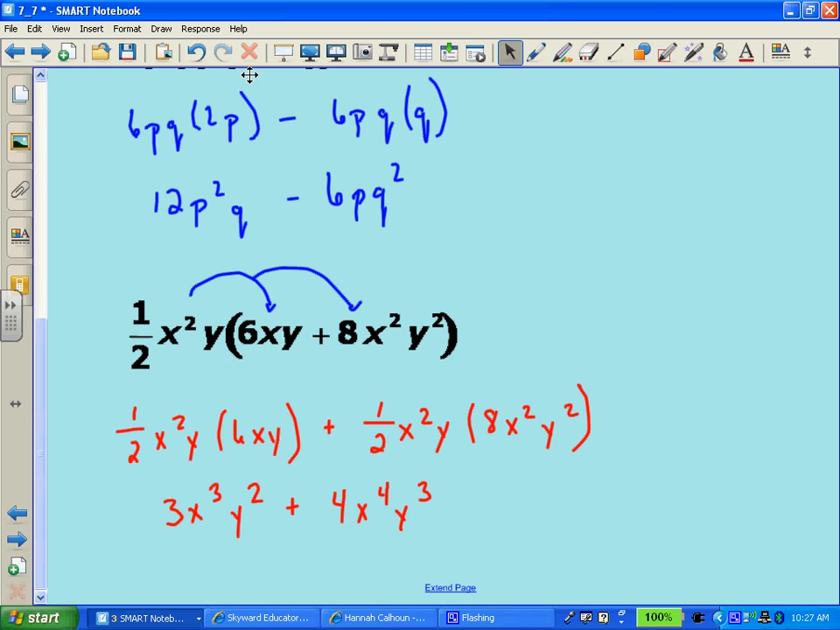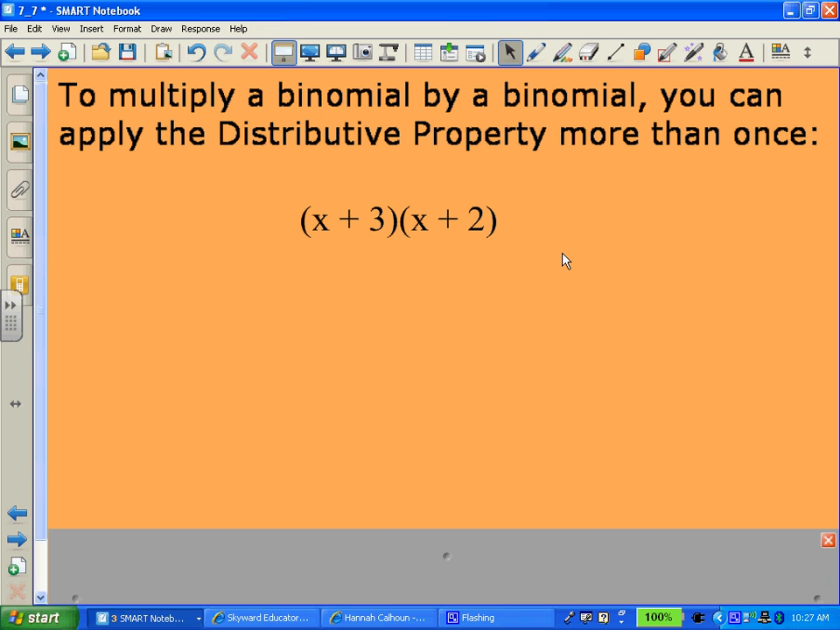I distribute. Now the next thing, and this is probably the most used part of all of this, is multiplying a binomial by a binomial. Now this comes up all the time, especially when you get to algebra 2 and stuff like that. You're going to be factoring, and binomial times binomial is a very common thing. So I'm going to show you two ways to do this, and I prefer the second way, but you can kind of pick which way makes more sense to you.